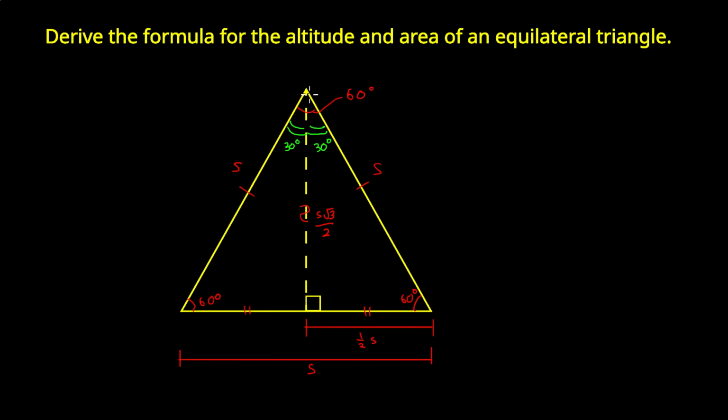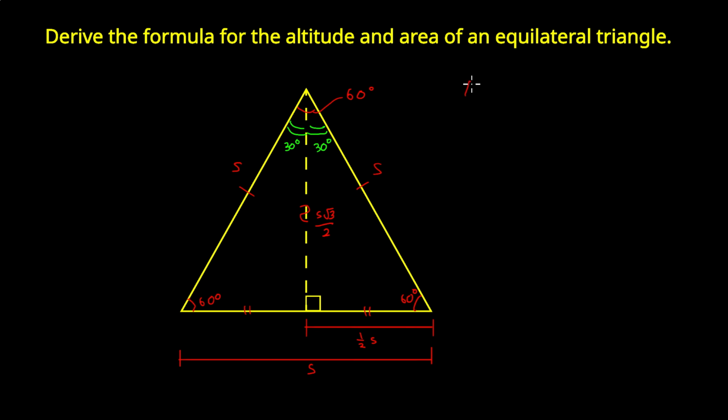To recap more simply, if we drop an altitude in an equilateral triangle, then it splits it into two 30, 60, 90 triangles. So if the sides are all S, then this is 1/2 S times root 3 gives us S root 3 over 2. Make sure you can derive that.